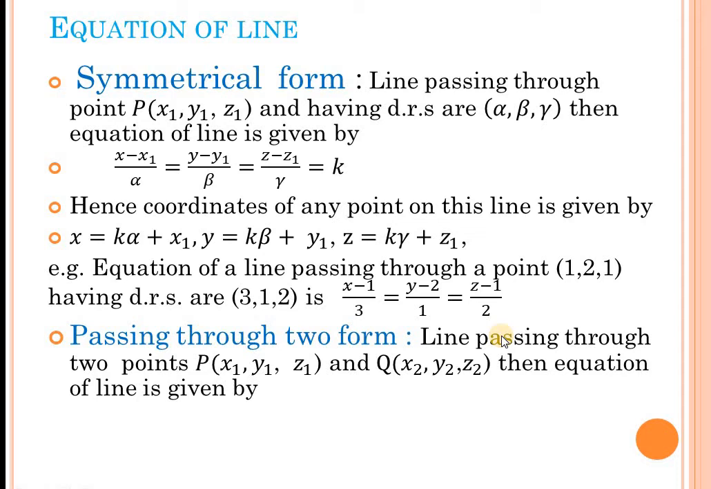Now, the line passing through two points. It is a common formula: P(x1, y1, z1) and Q(x2, y2, z2) are two points on the line, then the equation of the line is x minus x1 upon x2 minus x1 equals y minus y1 upon y2 minus y1 equals z minus z1 upon z2 minus z1. If we equate it to some constant k, we get the equation of the line in parametric form.